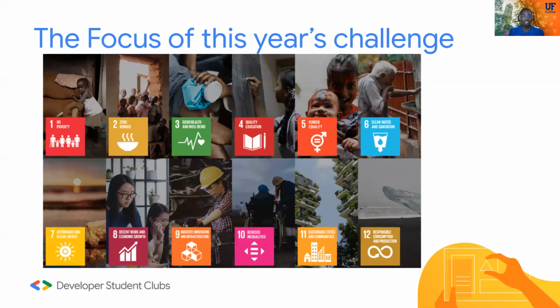While you can select any problem or issue that best suits your interest, we do have a couple of goals from the SDGs that we would like to try to focus on. This year, Google has presented us with these 17 goals. They're very broad goals. We have things like no poverty, zero hunger, quality education, gender equality, clean water, affordability.